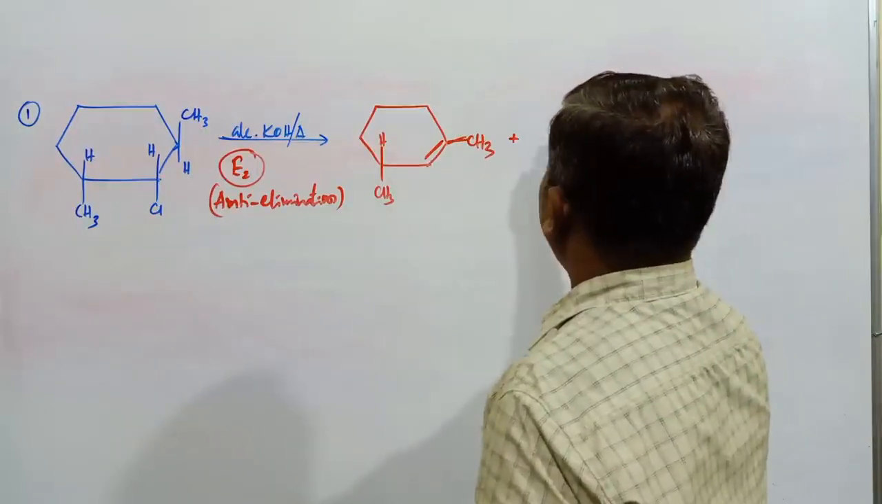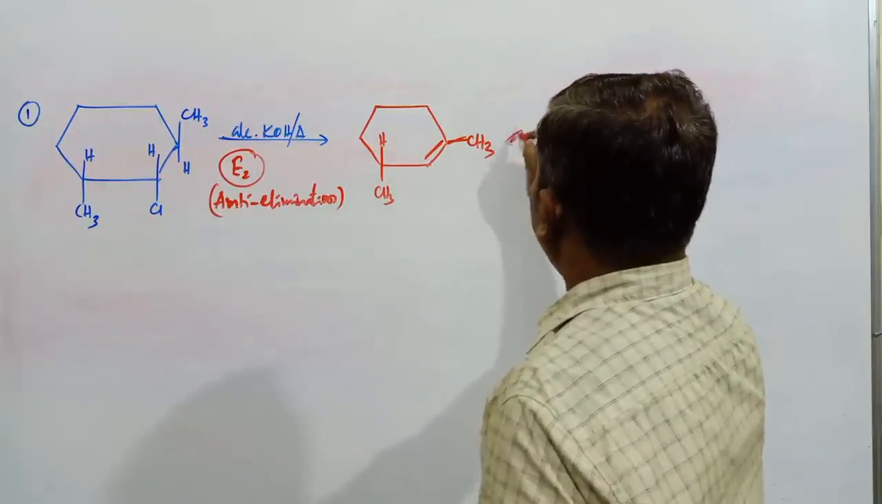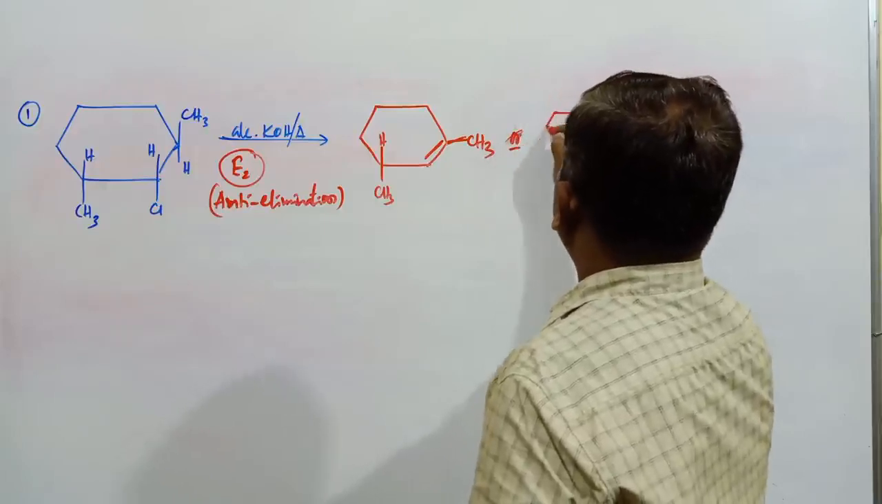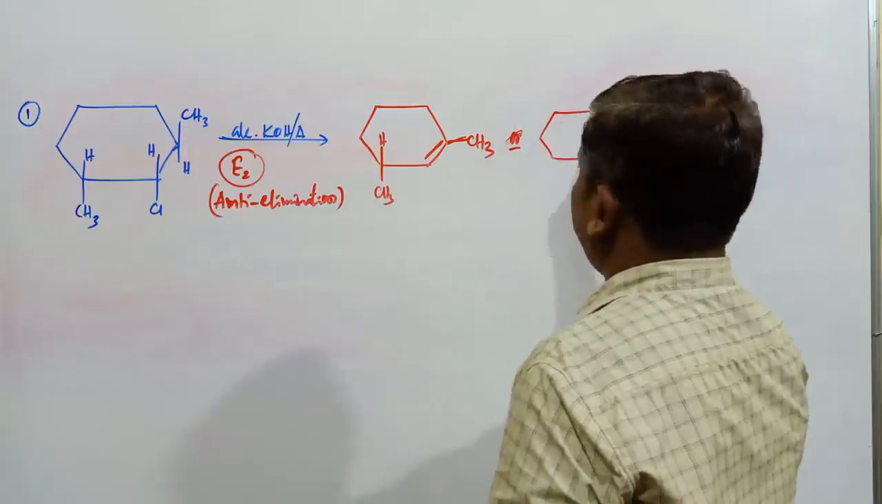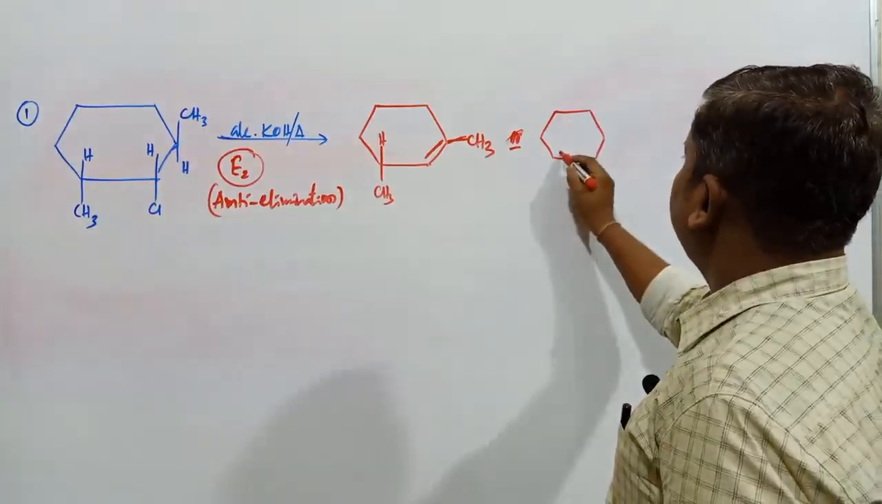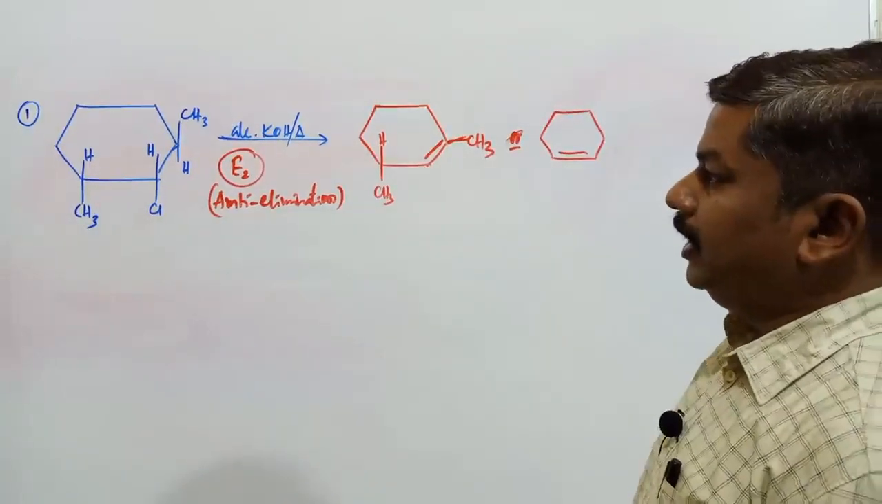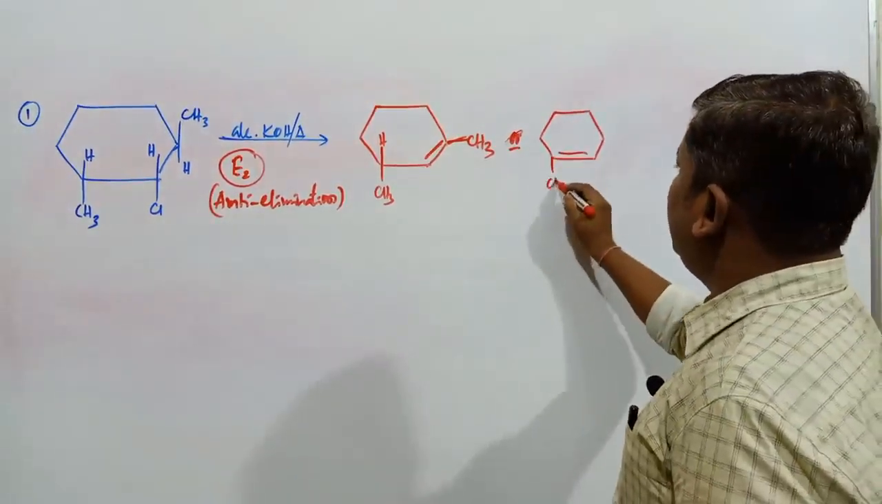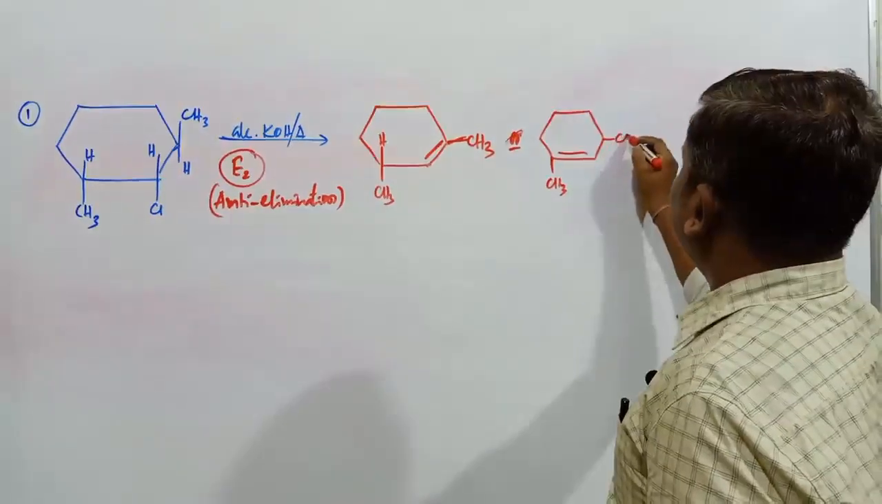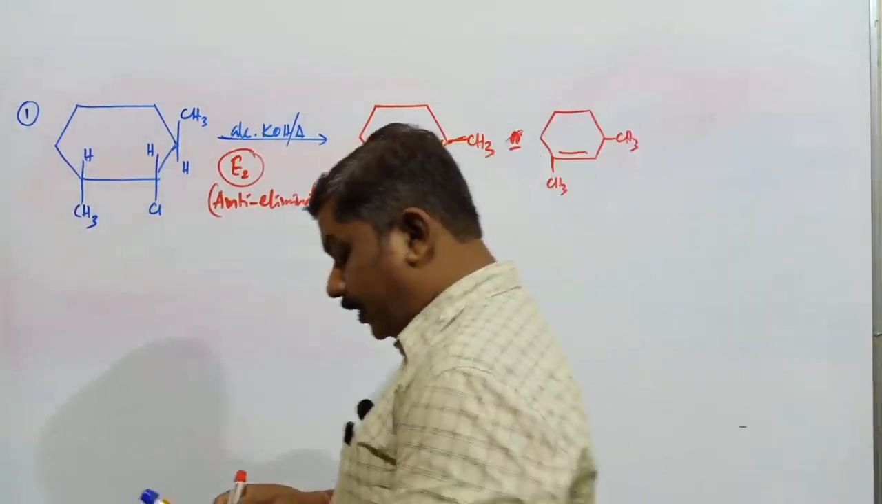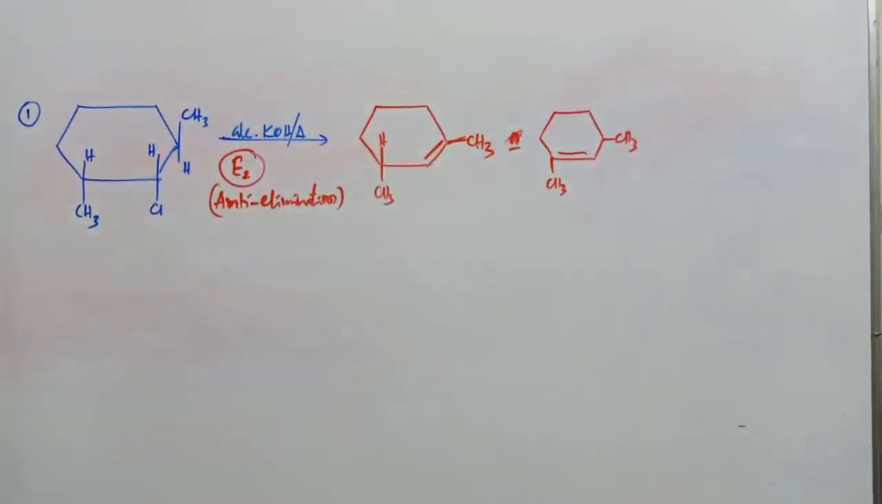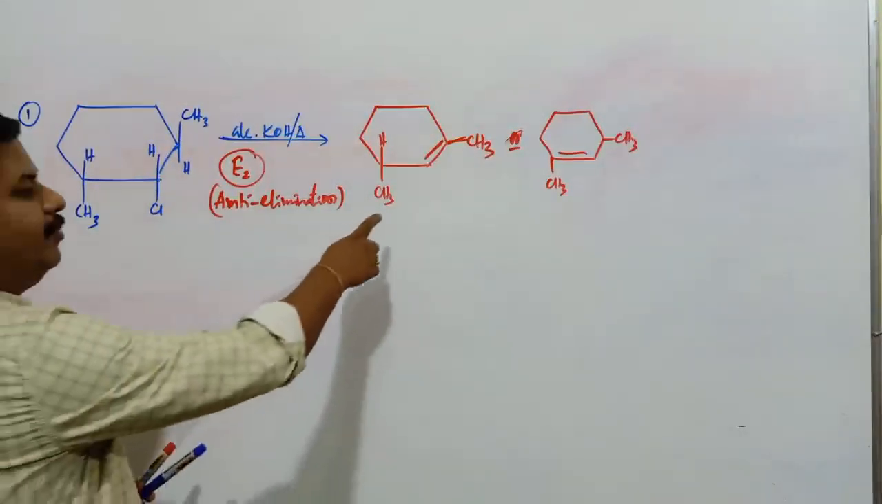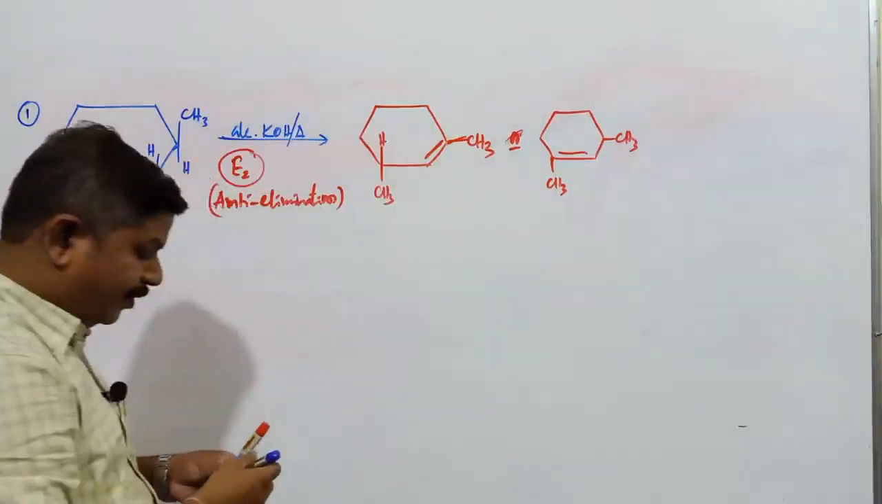What is that other product? Another product is possible, with the double bond formed here after elimination of the atom, and here it is CH. So what is the correct product obtained in this reaction? Whether it is going to be the first compound or the second compound.